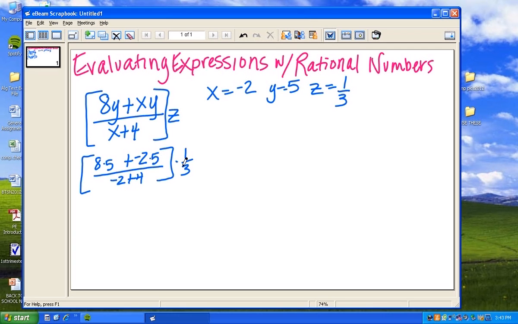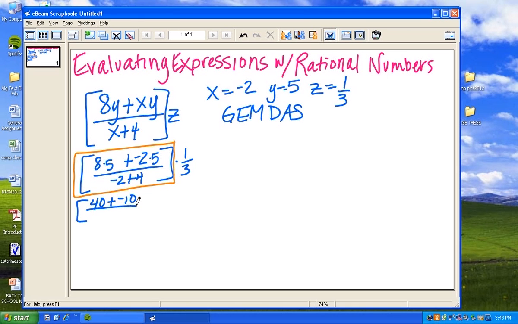Now, according to GEMDAS, I have to do what's in my brackets first. Okay, and so I'm going to solve according to GEMDAS, and I'm going to write it up here so I can remind myself of the steps. Have to do grouping symbols first. That means I have to do everything that's inside this piece as far as I can before I can multiply by the 1/3. So I'm going to write my bracket, and I have 8 times 5, which is 40, plus a -2 times a 5, which is -10, divided by -2 plus 4, which is a +2. And I multiply it still by that 1/3.